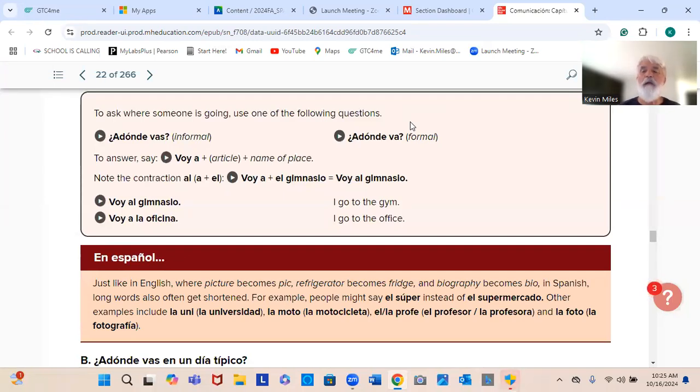So if I'm going to the class, the place would be la clase. So I would say yo voy a la clase. Never yo voy la clase. Yo voy a la clase. You always have to. He's going to the class. Él va a la clase.